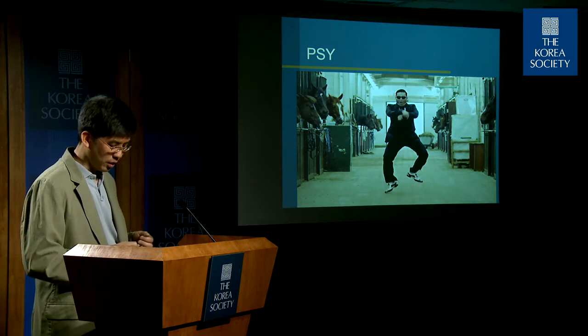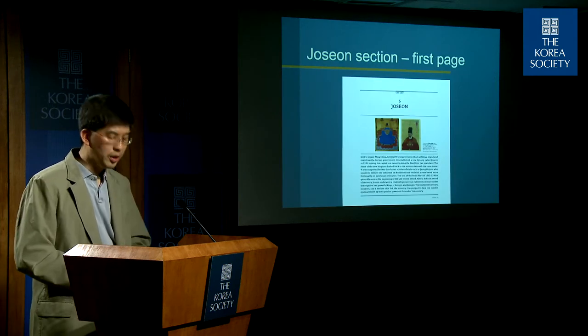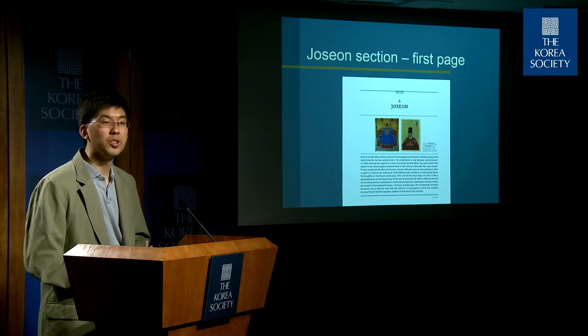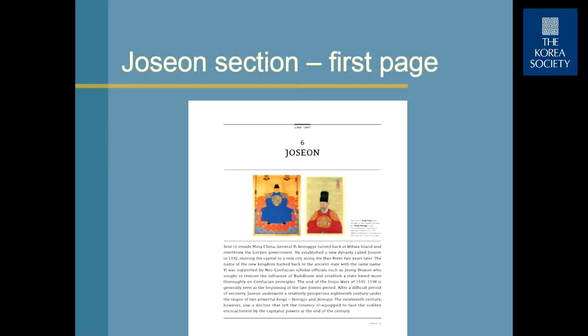Now, each section begins with an image of famous leaders, or the most important leaders of the country. So this is Joseon. We have pictures of Taejo, the first king of Joseon, and Yeongjo, the longest ruler, considered one of the greatest kings.